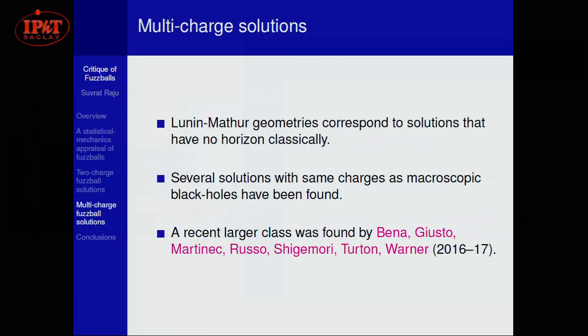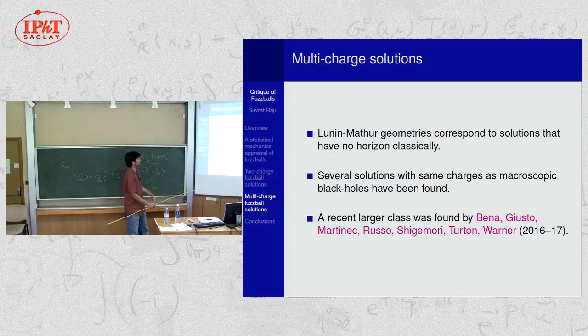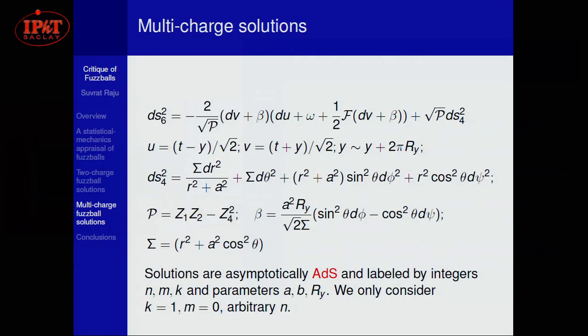Let me say a little bit about these multi-charge solutions, which were found by Bena and others. As we discussed, Lunin-Mathur geometries are slightly special because they correspond to solutions that do not have any horizon classically. But now, of course, we found many solutions with the same charges as a macroscopic black hole. So a very recent large class was found over the last 2 years. So we're going to look at these solutions.